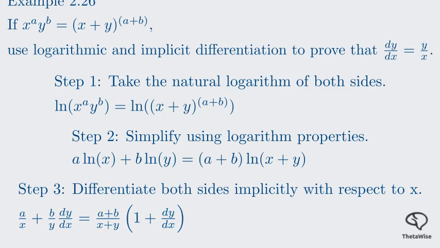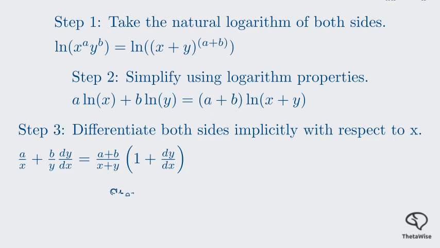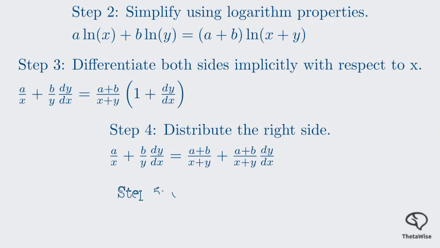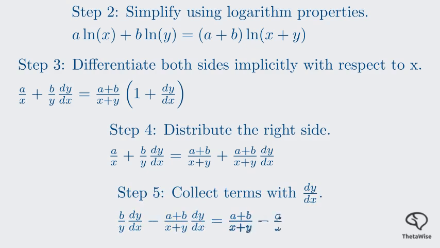Now, our goal is to solve this equation for dy/dx. First, let's distribute the term on the right side. This gives us a over x plus b over y times dy/dx equals (a plus b) over (x plus y) plus (a plus b) over (x plus y) times dy/dx. Now gather all the terms containing dy/dx on one side and all the other terms on the other side. Let's move the dy/dx terms to the left. Subtracting (a plus b) over (x plus y) times dy/dx from both sides, we get this equation.